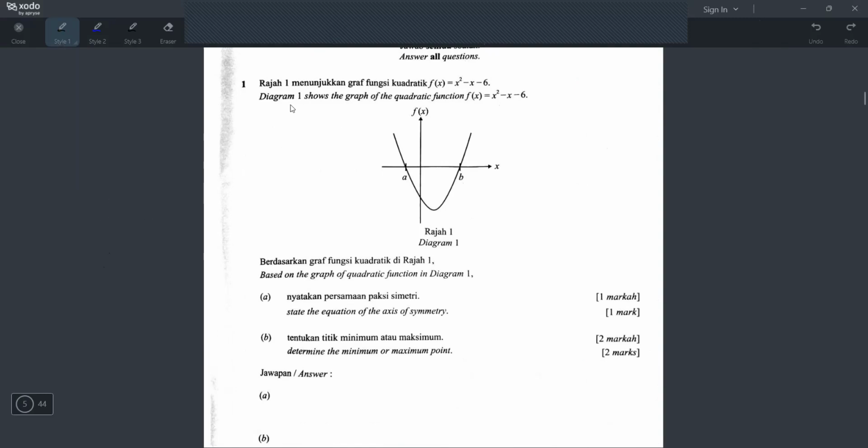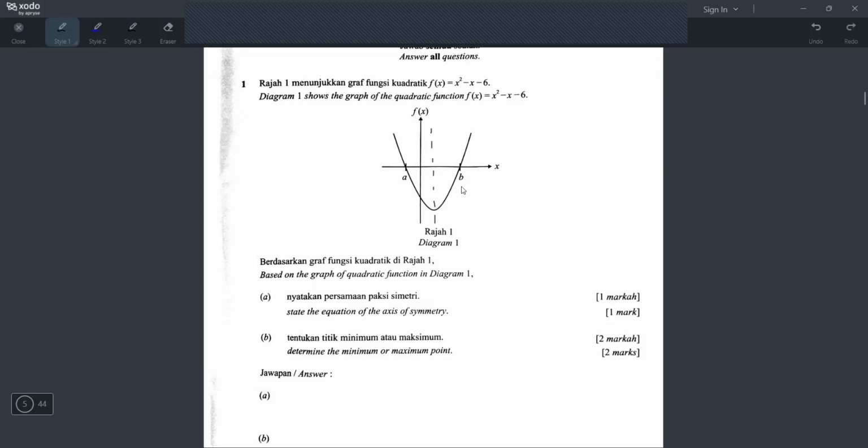All right, let's read the question first. Diagram 1 shows the graph of quadratic function f(x) equals x squared minus x minus 6. We can see this is a parabola shaped curve, a U shape. Based on the graph of the quadratic function in diagram 1, (a) state the equation of axis of symmetry. The axis of symmetry is this line here in the middle.